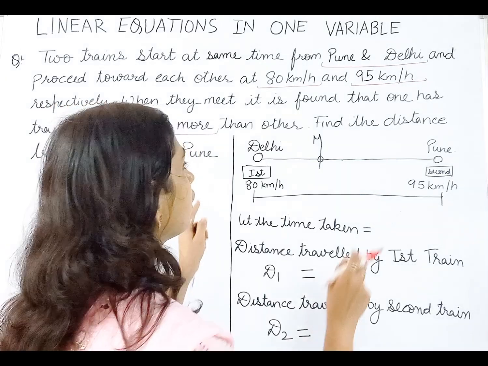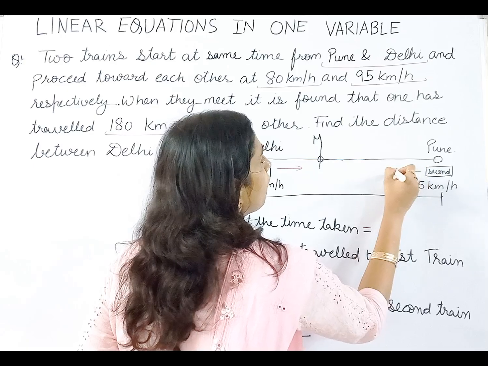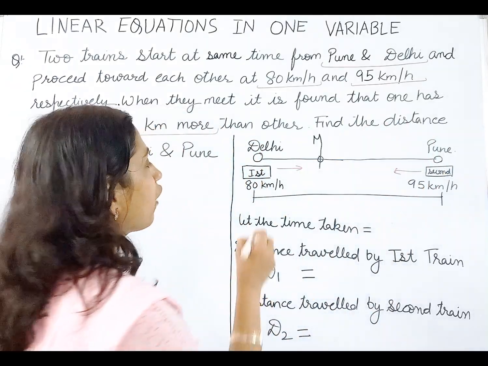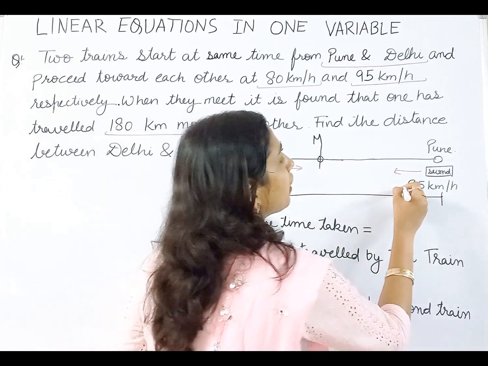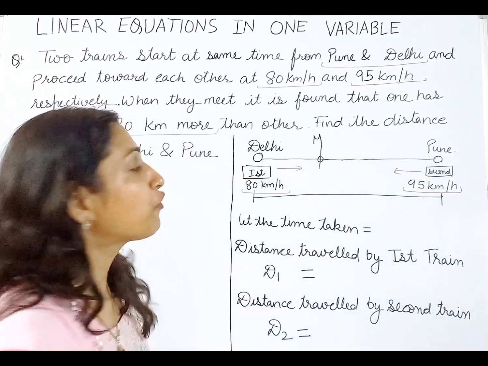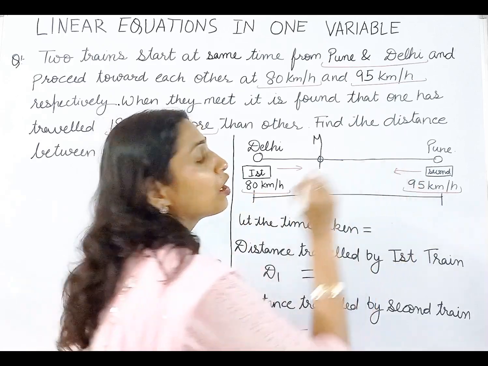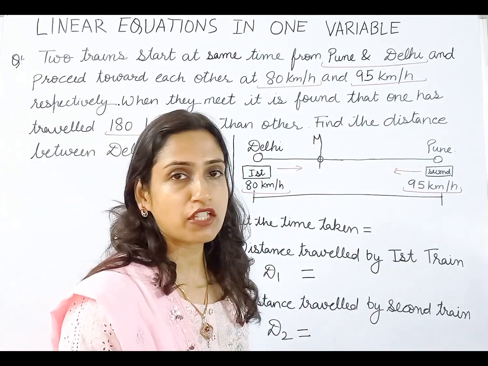So we are given that there are two trains proceeding toward each other from Delhi and Pune. One is traveling at a speed of 80 km per hour and the other at a speed of 95 km per hour. And we have to find the total distance between Delhi and Pune. So how are we going to solve this question?